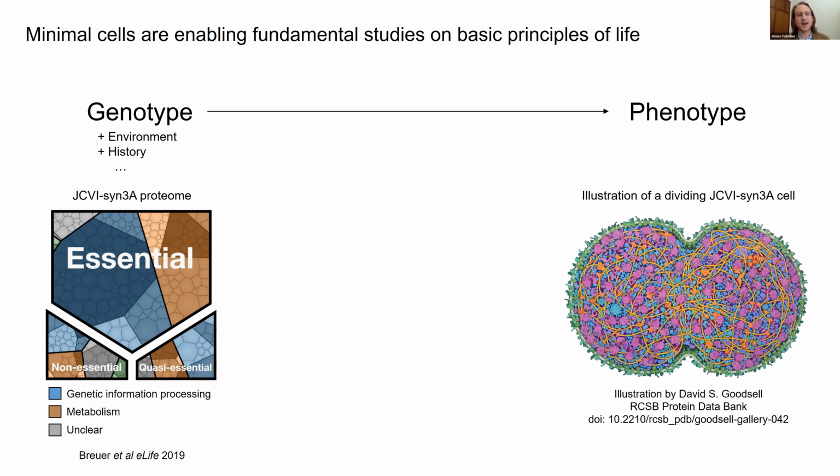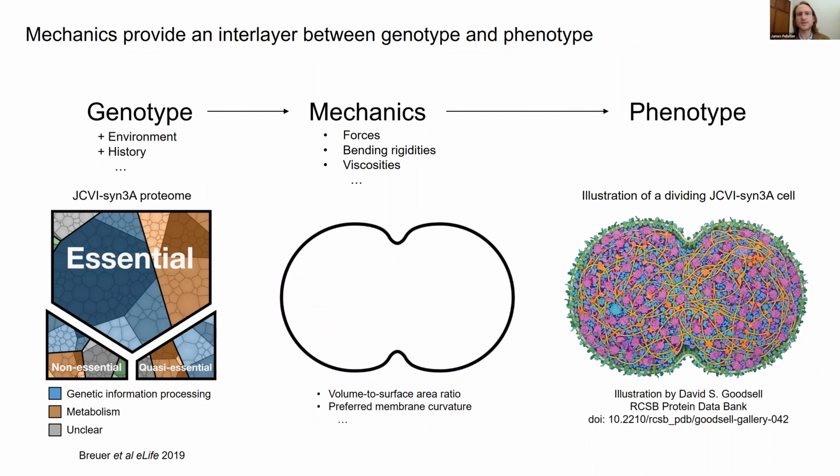And a major goal is, how do you relate these gene products, hundreds of gene products, to the complex structure and the dynamic structure and the function and the phenotype of this cell. This is an illustration of JCVI Syn3A that was recently published by David Goodsell. And one can appreciate how complex the structure is in terms of the diversity of building blocks that it's made up of. And here we're studying the process of cell division, the phenotype of cell division. And the theme of this talk is, rather than go straight from genes to the function or the process of cell division, to consider mechanics, cellular mechanics, as an interlayer between genotype and phenotype.